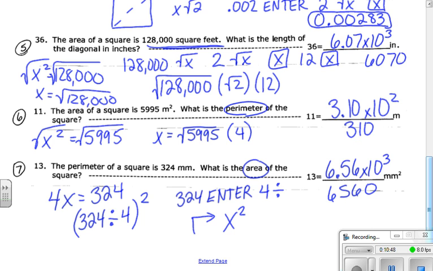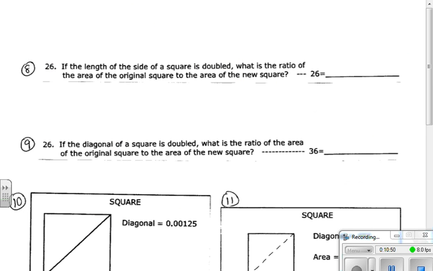Okay, let's move on to the second page. If the length of the side of a square is doubled, what is the ratio of the area of the original square to the area of the new square? So anytime we talk about ratio, we're finding something over something else. We're dividing. Whatever is mentioned first divided by whatever is mentioned second. So we want to find the ratio of the area of the original, so our first area, to the area of the new square. So the area once we have doubled it.